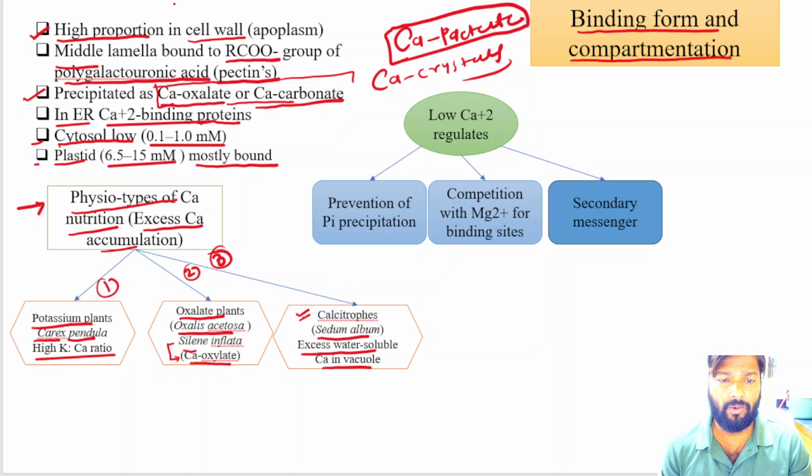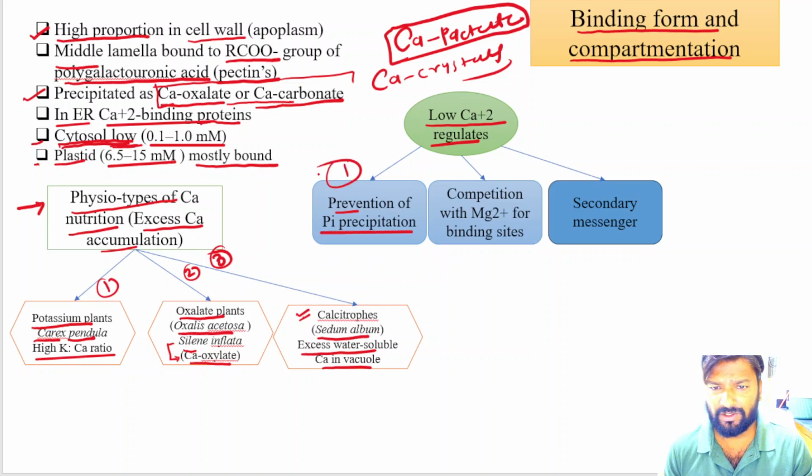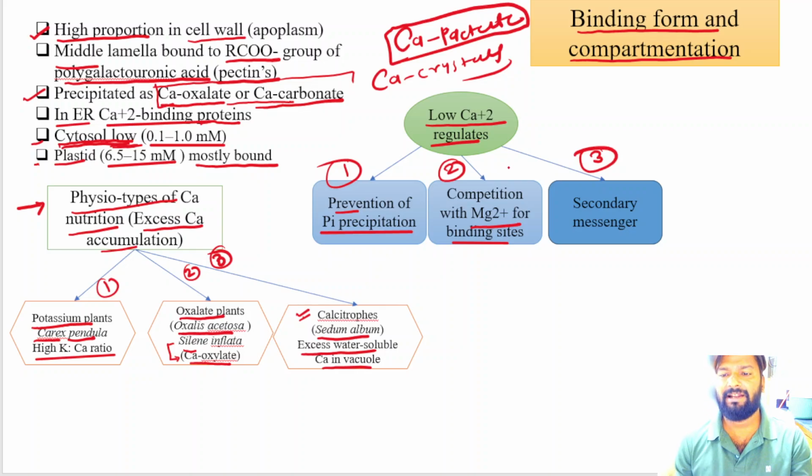Now in the cytosol, calcium is found in very low concentration, and this low calcium regulates the prevention of inorganic phosphate precipitation. That is the first function. Second, it competes with the magnesium ion for the binding sites. Third, it works as a secondary messenger. So these are your three points: what is the function of this low calcium.